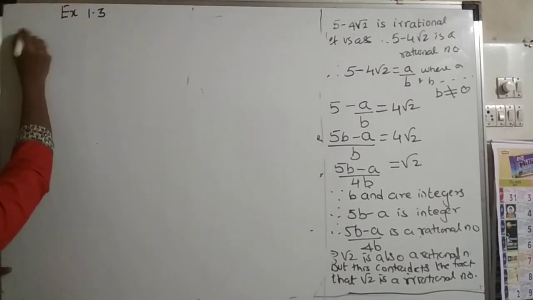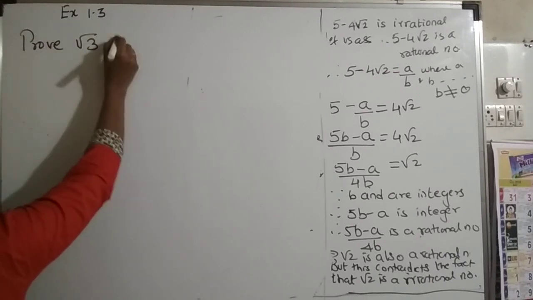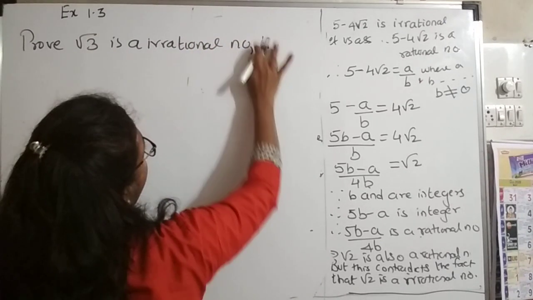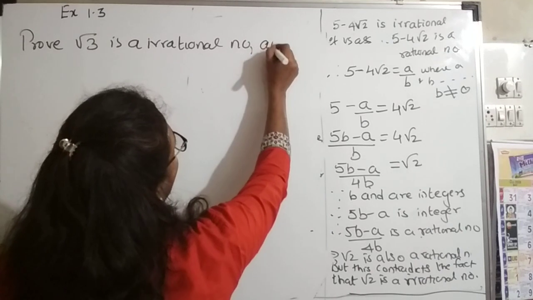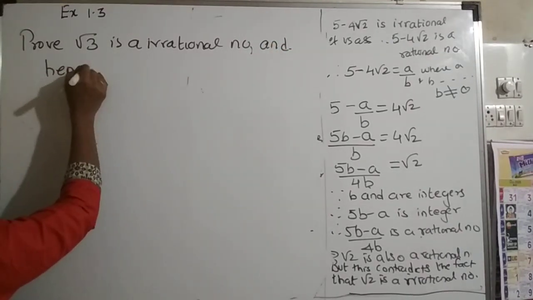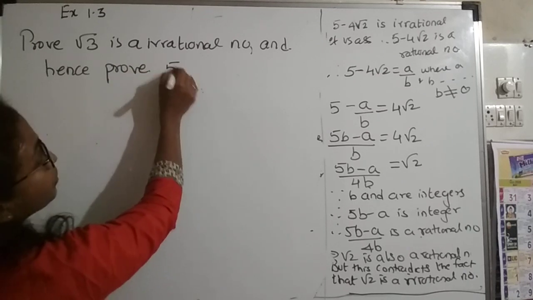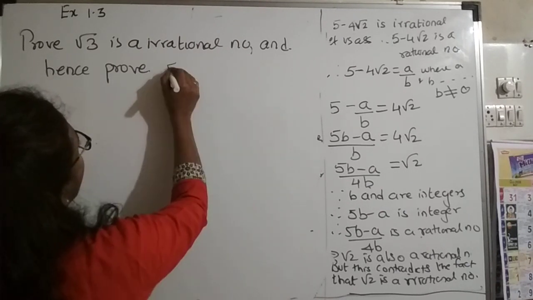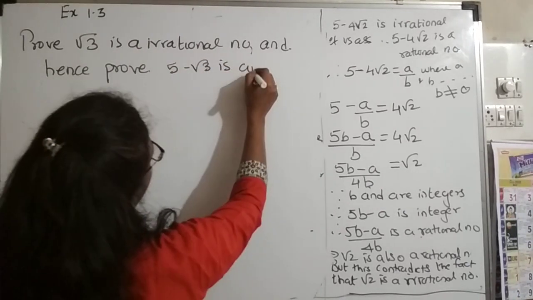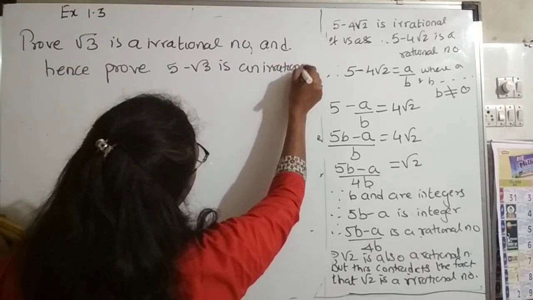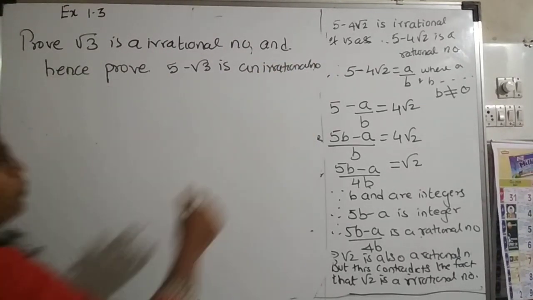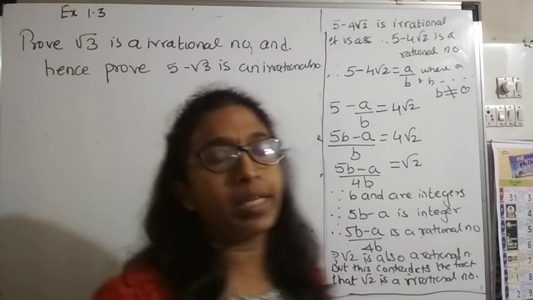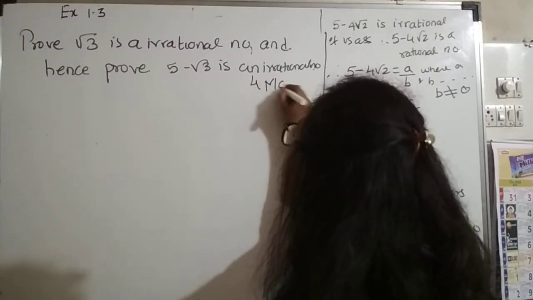Like for example, prove root 3 is an irrational number, and hence prove that 5 minus root 3 is an irrational number. Okay, so suppose for example this question comes this way: prove root 3 is an irrational number and hence prove 5 minus root 3 is an irrational number, and this is for 4 marks.